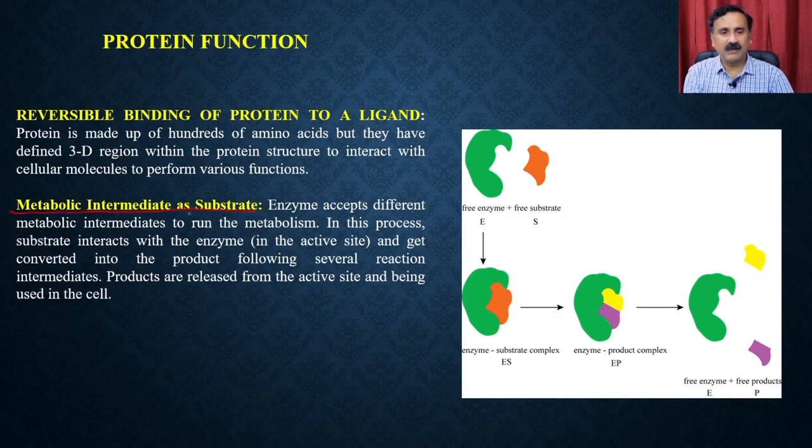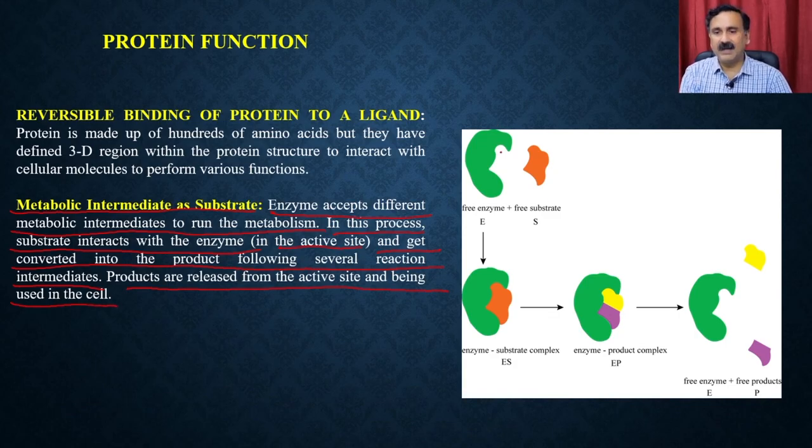So the proteins can also work as a metabolic intermediate, as a substrate. So the enzyme accepts the different metabolic intermediates to run the metabolism. In this process, the substrates interact with the enzyme in the active site and get converted into the product following several reaction intermediates. And the products are released from the active site and used in the cell. So this is what is going to happen.